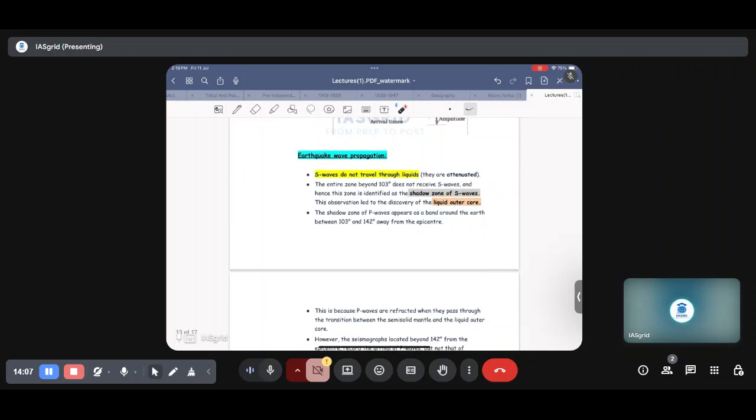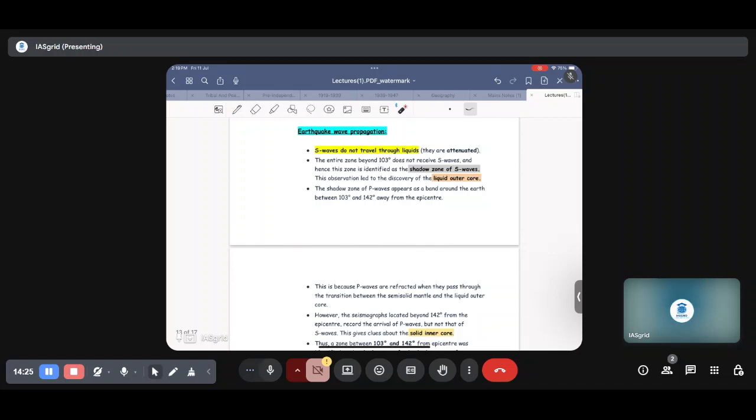So we have studied that S waves do not travel through liquid, right? What I would remember is S for S wave, S for solid only. Okay. And P is solid plus liquid, right? I remembered it like that.